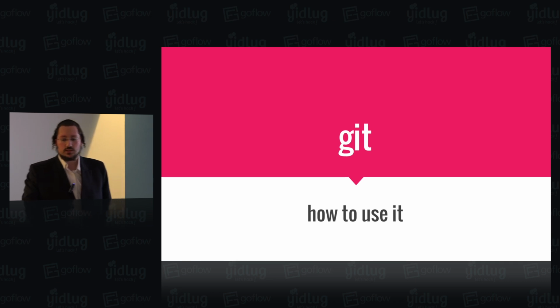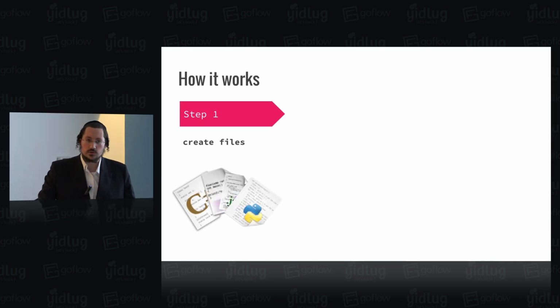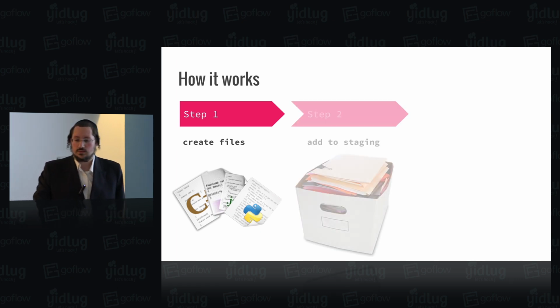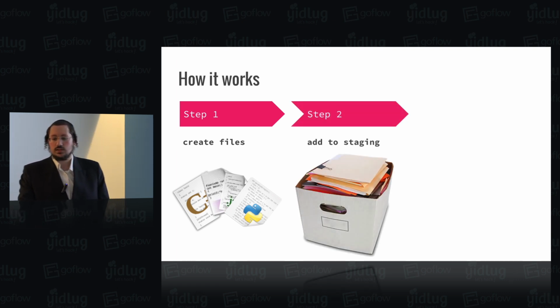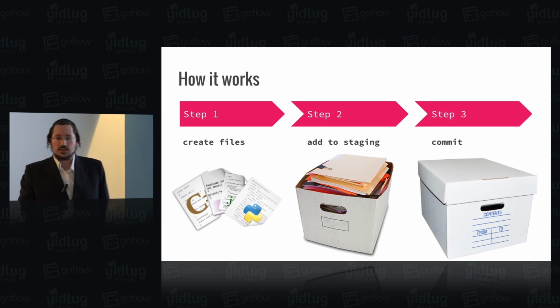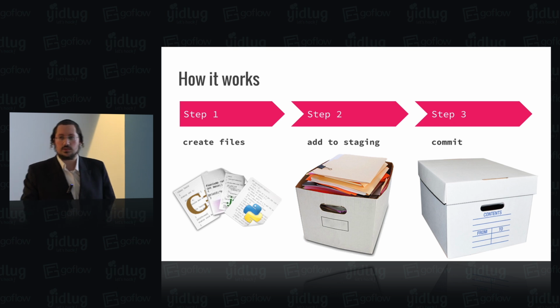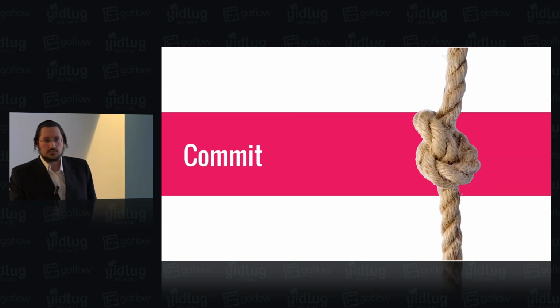So how do you use it? It's very simple. It starts with 3 basic steps: create some files, make changes, add them to staging, and commit. Staging is where you specify to Git which files you want included in a certain commit. Then you commit, it bundles up, and you write a message to explain your changes. This is all about a commit.